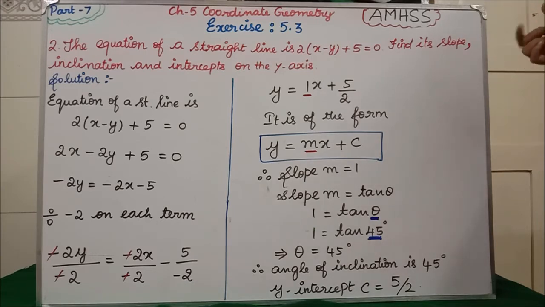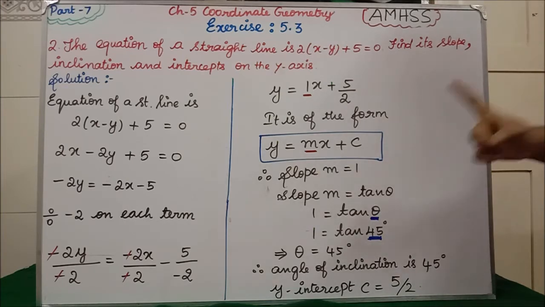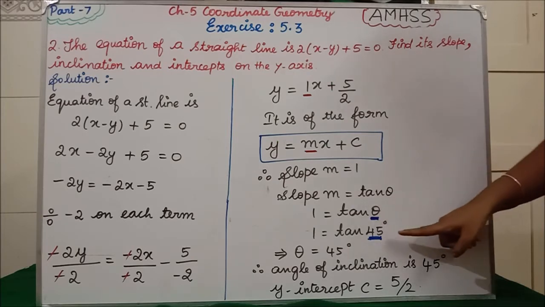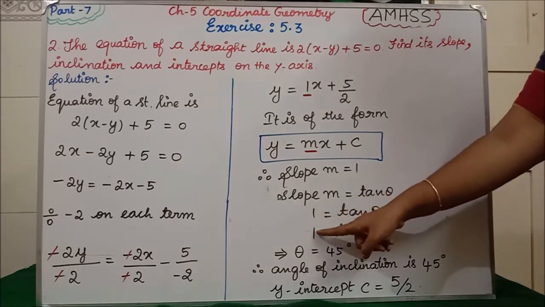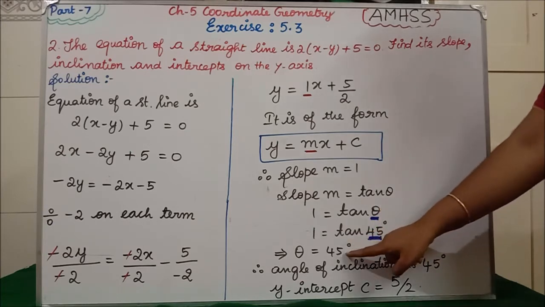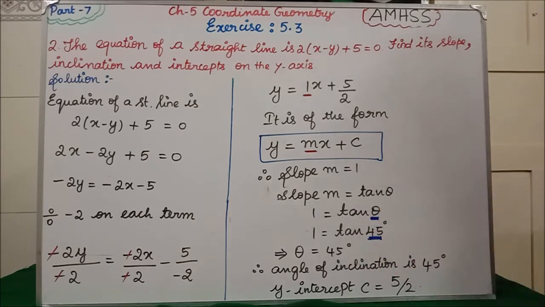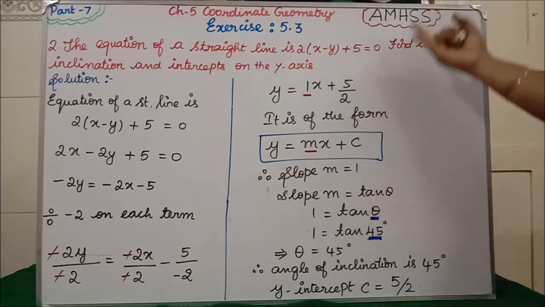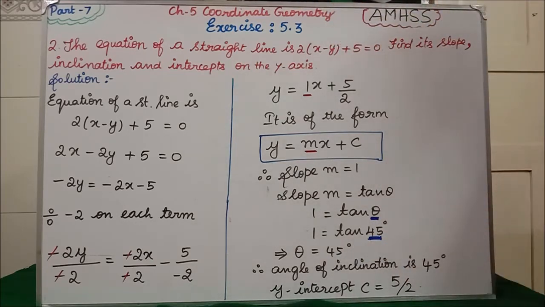In the starting of exercise 5.1 I have written one tabular column. If you go through it, you will be able to understand that. Tan 45 degree is the time you get the value as 1. So in the place of theta, if we apply 45 degree, we get 1. So now the value of theta is 45 degree. Now we have got two values. What are the two values? We have got slope m equal to 1, and the inclination theta equal to 45 degree.